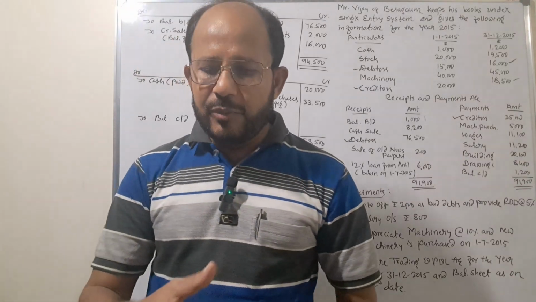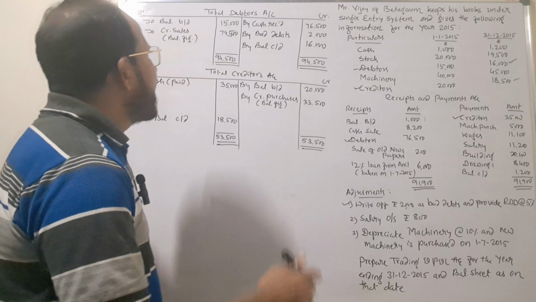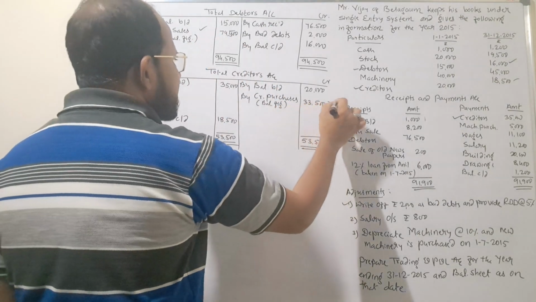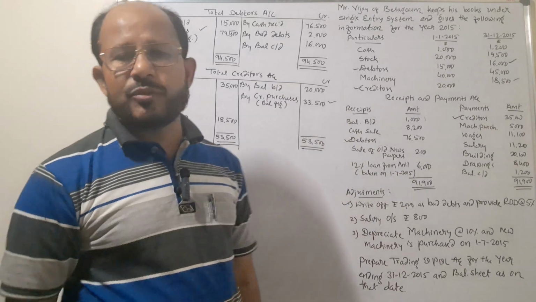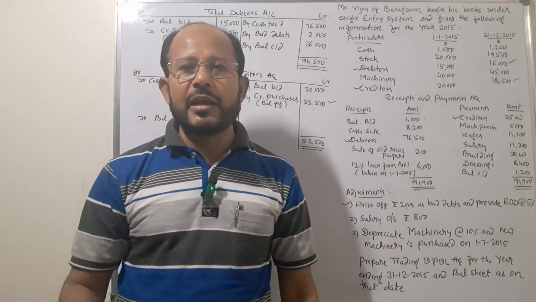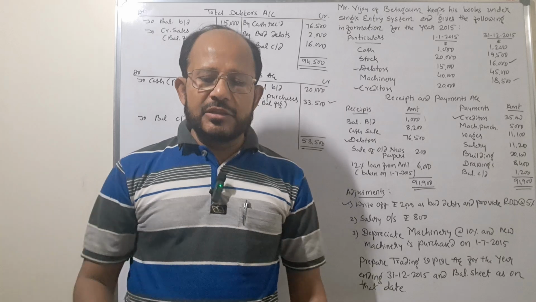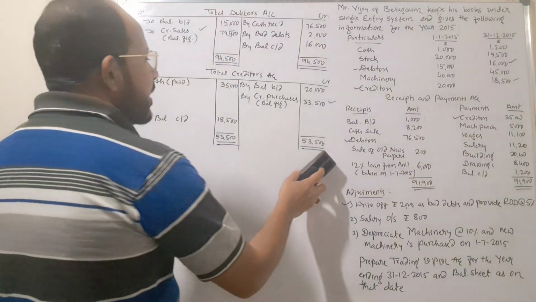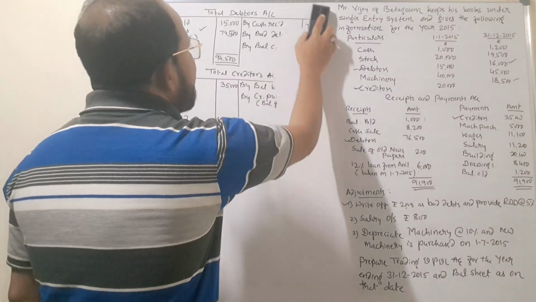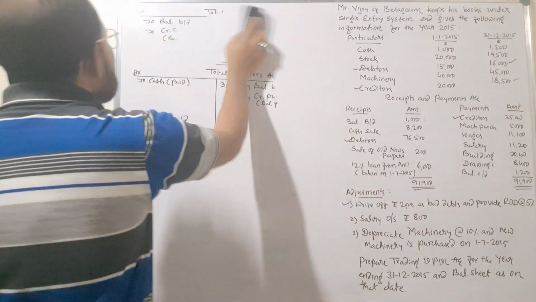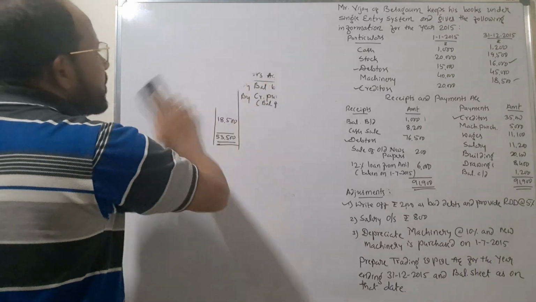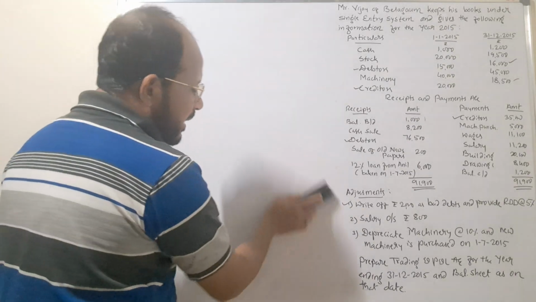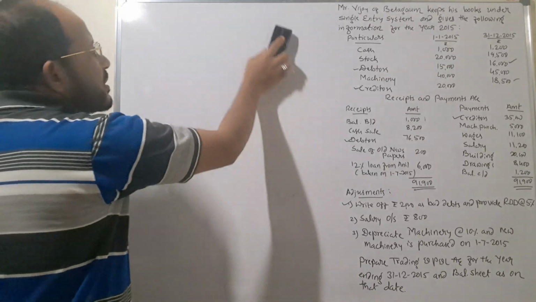ಈ ಎರಡು ಖಾತೆಗಳನ್ನ ಪ್ರಿಪೇರ್ ಮಾಡಿದ ನಂತರ ನಾವು ಕಂಡು ಹಿಡಿದ್ವಿ, ಇದರಲ್ಲಿ ಕ್ರೆಡಿಟ್ ಸೇಲ್ಸ್ ಹಾಗೂ ಕ್ರೆಡಿಟ್ ಪರ್ಚೇಸಸ್. These are the important items which we need while preparing trading account. See, without these figures we can't prepare a trading account. Because of that reason we prepared total debtors account and total creditors account. In this problem, bills receivable and bills payable are not given. That is why no need to prepare such accounts.